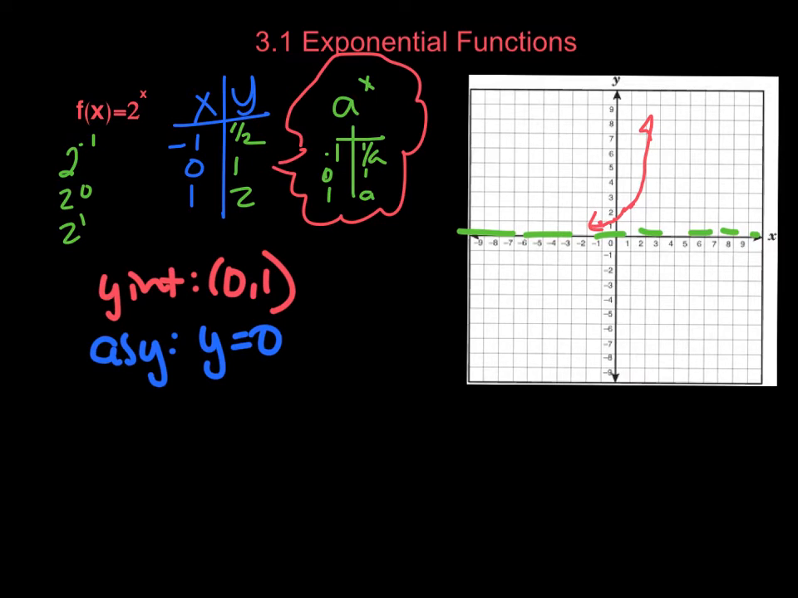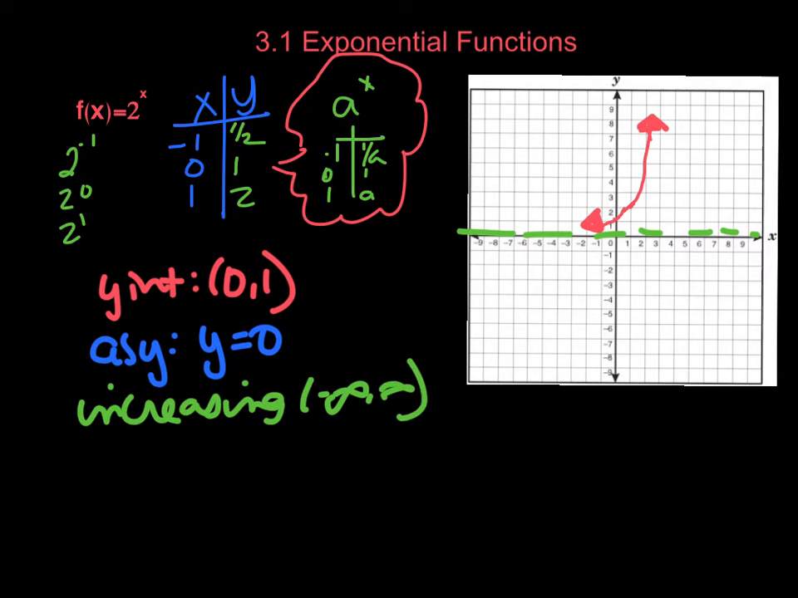It's a horizontal line. This is increasing everywhere. So as you look at this equation, my graph is getting larger everywhere I go. So I'm increasing from -infinity to infinity.